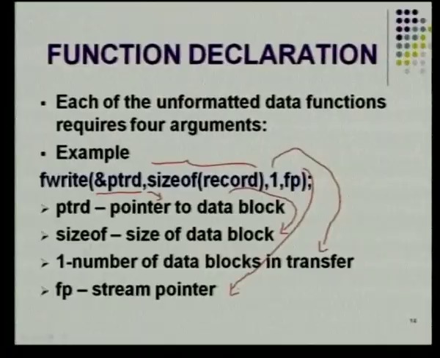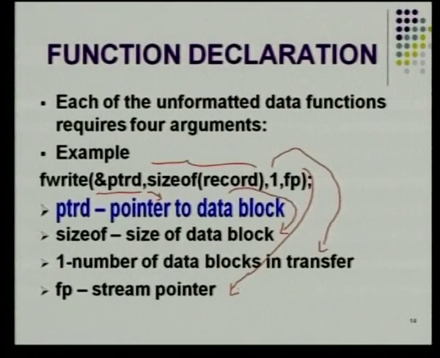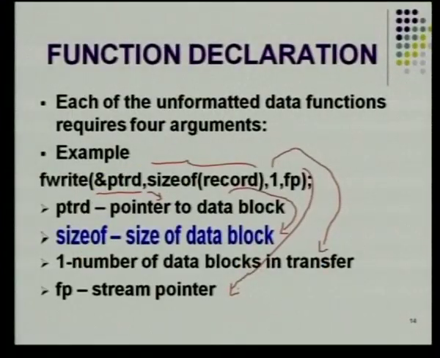So what does each of these arguments indicate? For fread as well as for fwrite, both the functions have all these 4 arguments, and all these 4 arguments have the same meaning. In fwrite, first you have ptrd, which is the pointer to the data block. As we all know, in an unformatted data file, there may be a number of data blocks. So which data block is to be read? For that reason we have this pointer. The size of the data block: how much of the data block is to be read? What is the size of the data block?